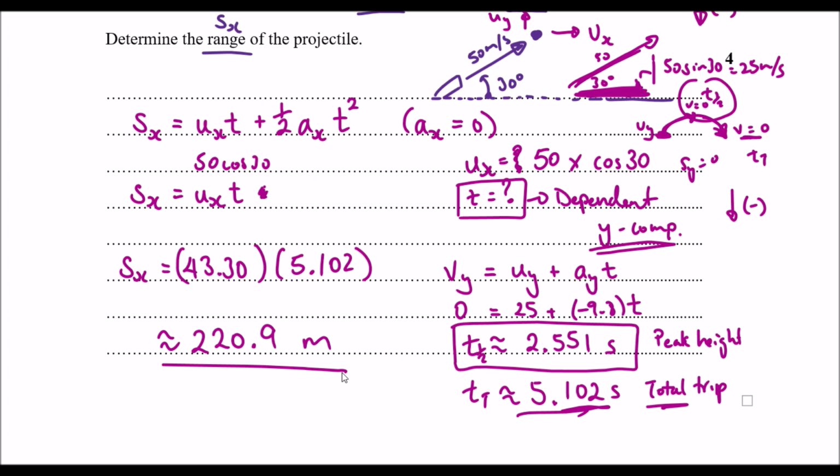So just remember one thing. Although we're trying to find the range in this question, if we don't know the time, we actually need to solve in the y component to find time first before we can find the actual range. How far an object travels for a projectile in this context depends on the time, and the time it takes for it to fall is dependent on the vertical motion.